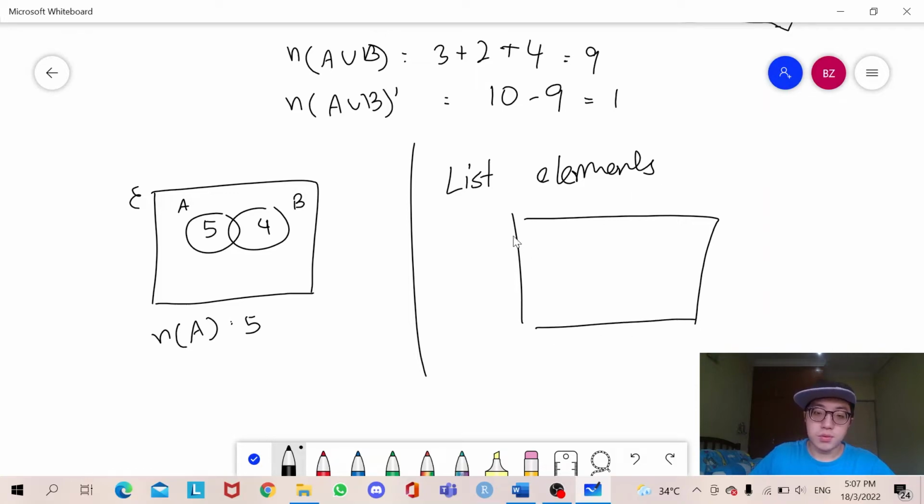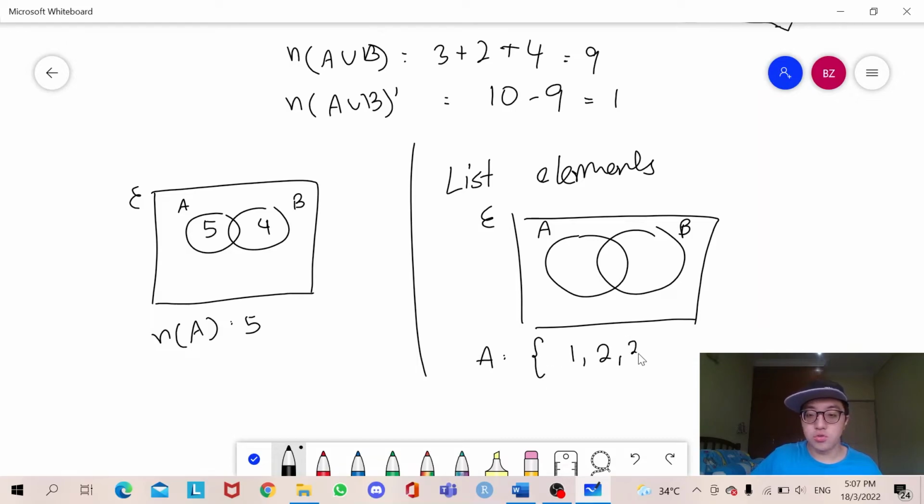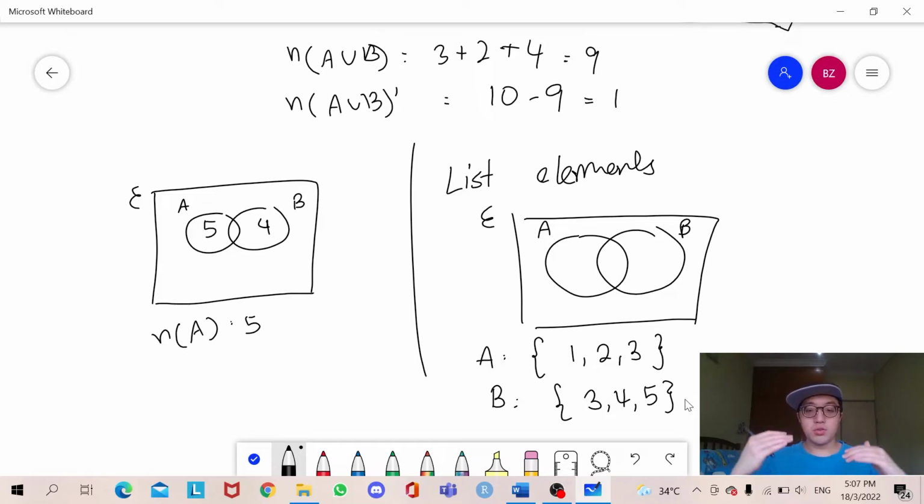For example, this is A, this is B, all right, A, B. For example, the question tells you that A has 1, 2, 3, and B has 3, 4, 5. So if they want you to list what is inside set A and set B inside a Venn diagram, you cannot just write like this: 1, 2, 3, 4, 5. This is wrong.